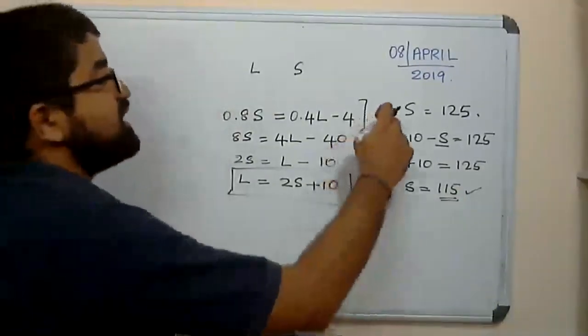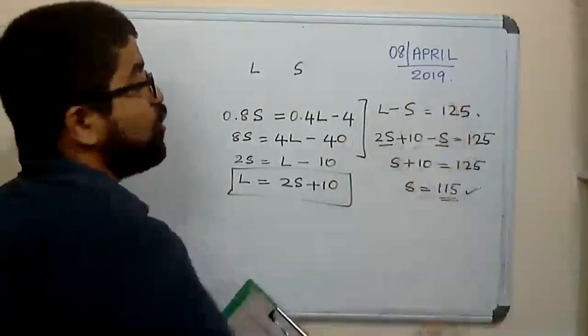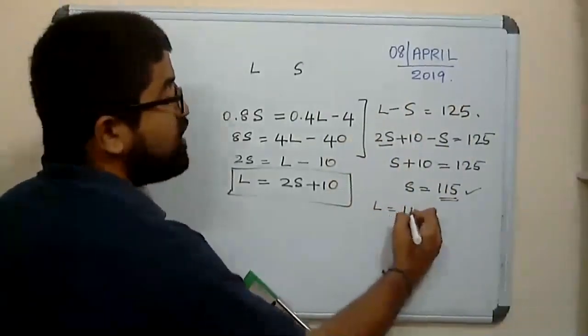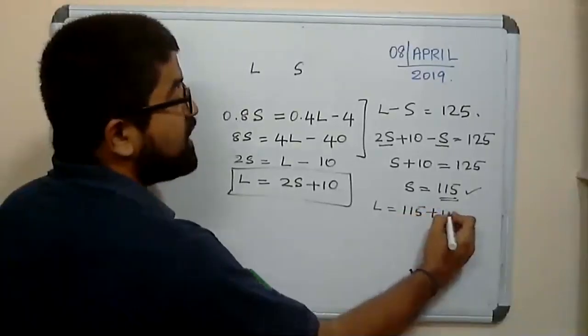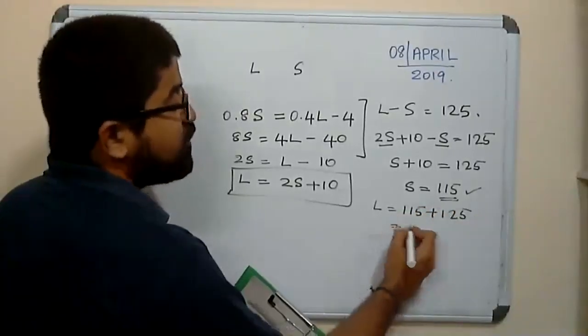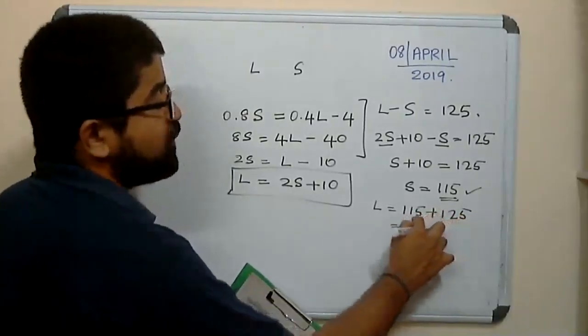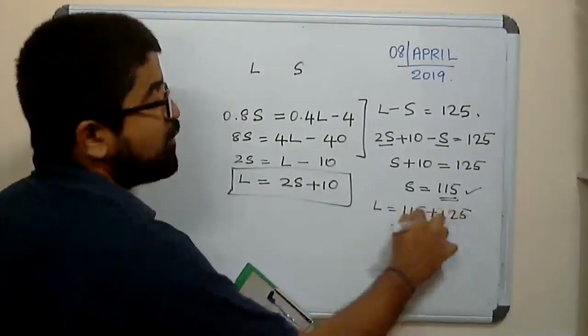We also have the result L minus S is equal to 125. So that gives me L is equal to 115 plus 125. And that value comes to 100 plus 100, 200; 25 plus 15, that value comes to 40.